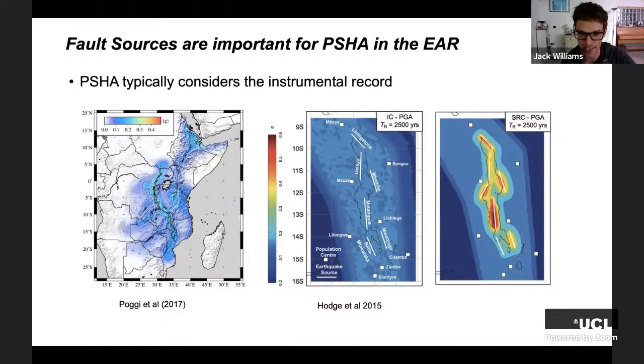Like, hopefully I don't need to convince the Fault2SHA community that including faults in seismic hazard is important, right? So some of these points were considered in a study by Hodge et al. 2015, where they did a seismic hazard assessment for Malawi, just using some simple fault and geodetic data. So the diagram on the left there is showing a PSHA map with just using the instrumental record. And the one on the right is showing that actually if you include faults, you can change your maps quite a lot. So if you just click on again.